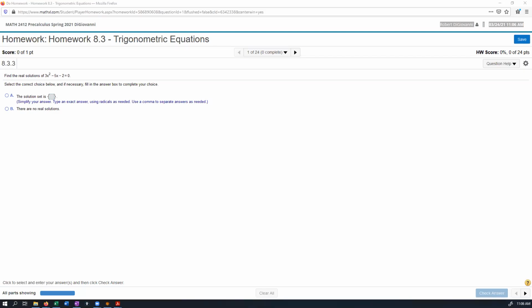Okay, I'm working these homework solutions for 8.3 trigonometric equations. So the first question is just to make sure we can solve a quadratic equation, and that's just because later on we're going to need to be able to do that. So we take 3x squared minus 5x minus 2, and I'm going to try and factor this.